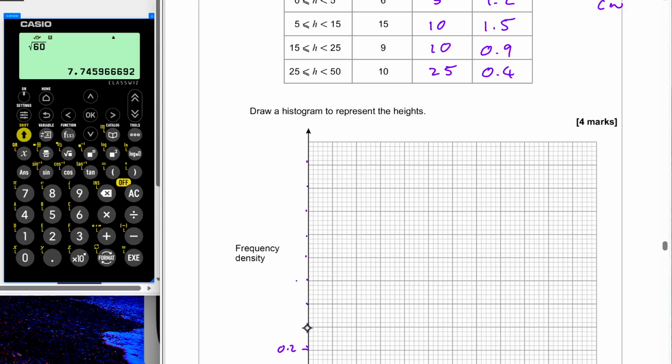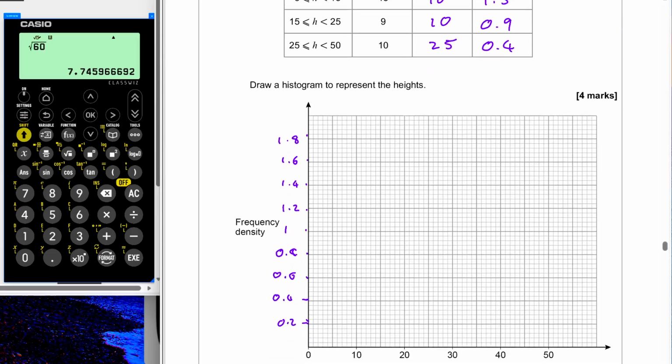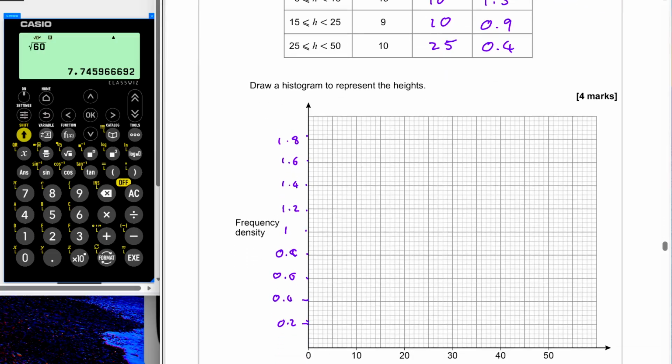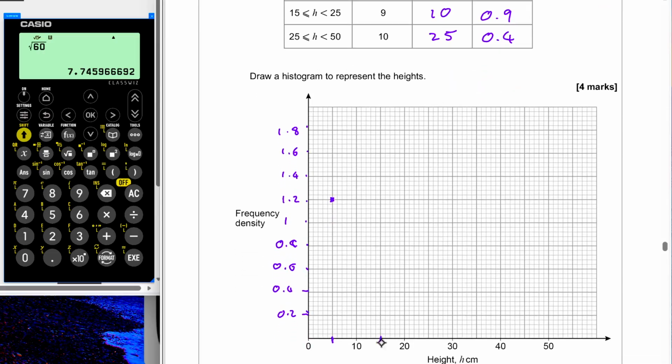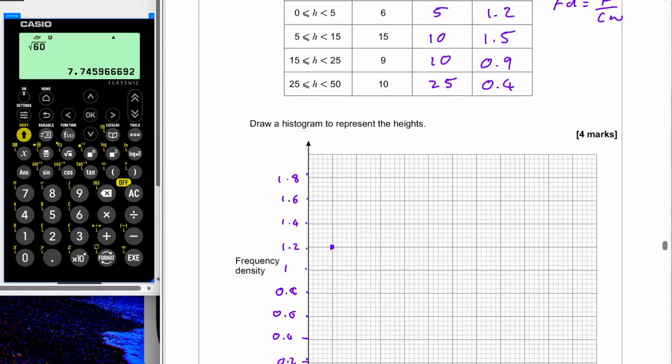So 0.2, 0.4, 0.6, 0.8, 1, 1.2, 1.4, 1.6, 1.8. We don't need any further than that then. Right, 0 to 5 is 1.2. Then we've got 5 to 15 is going to be 1.5.